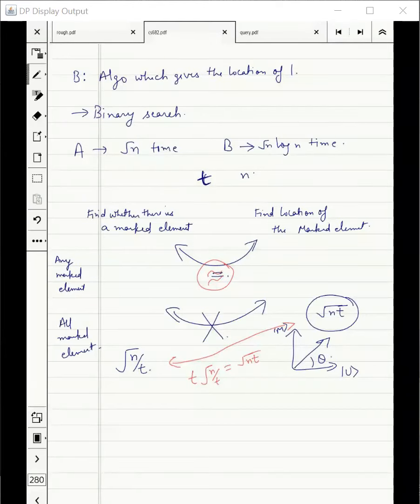The point I was emphasizing was, once you realize that finding whether there is a marked element is complex enough, then Grover search basically reduces to this question. Consider function OR.